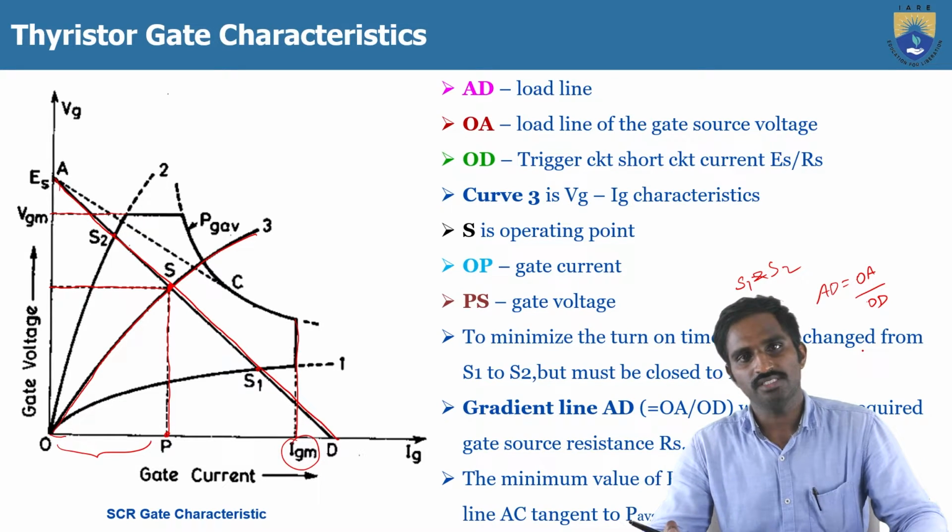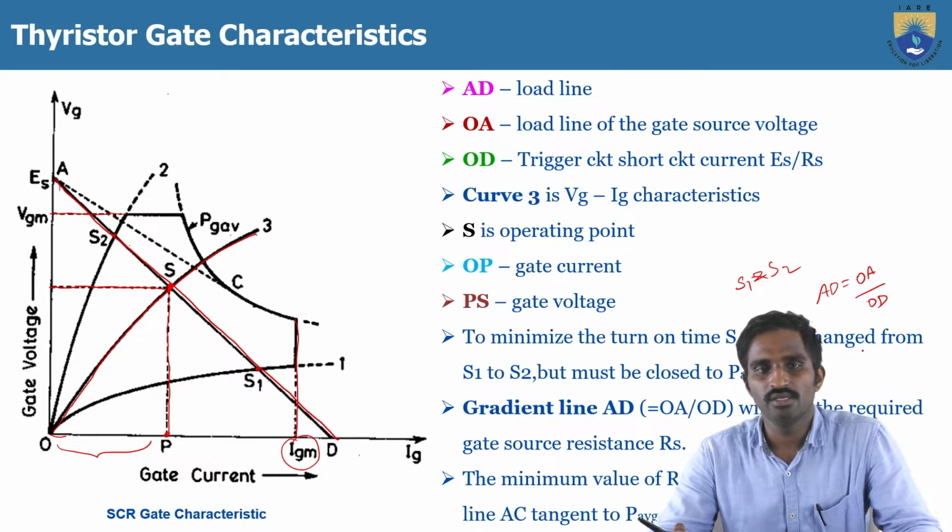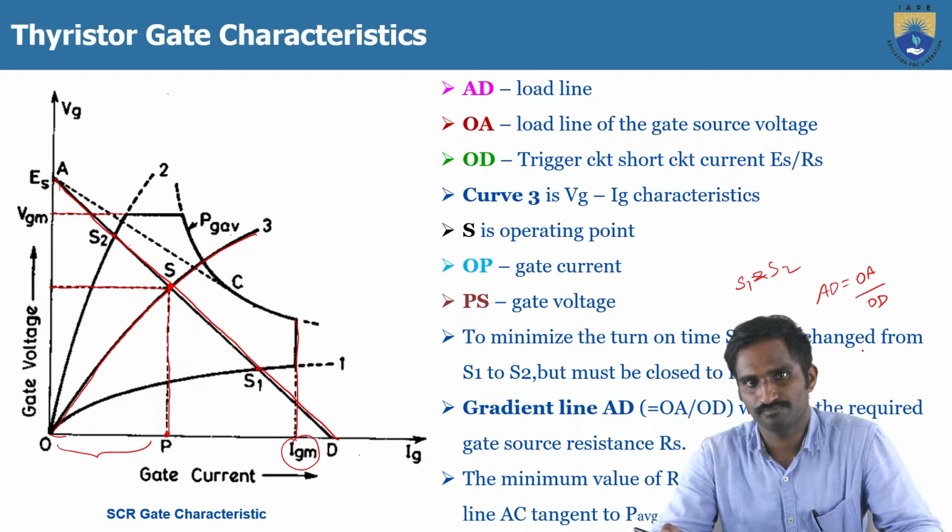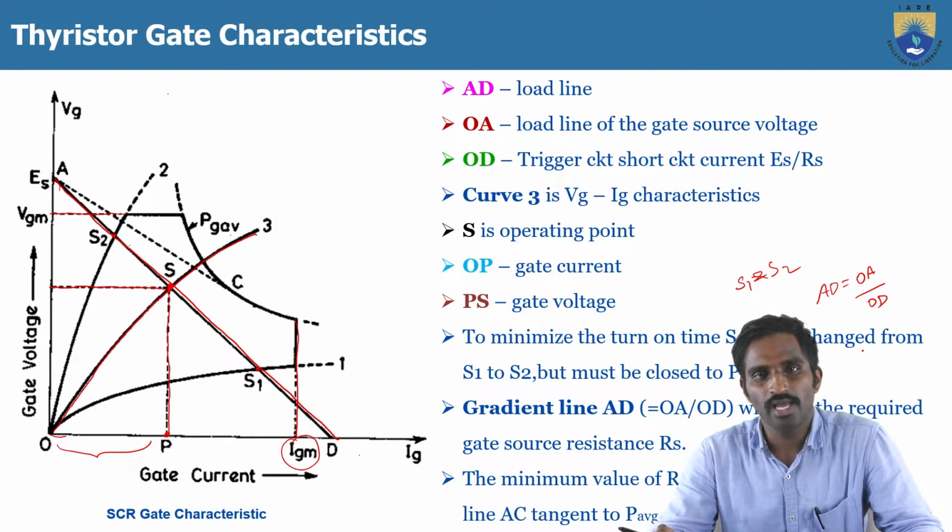Why are we discussing the gate characteristics of a thyristor? We must identify a safe region to turn on the thyristor. That is the first objective. And the second objective is to identify the required gate current and gate voltage to turn on, or to minimize the turn on time of, an SCR. These are the two objectives behind the thyristor gate characteristics.